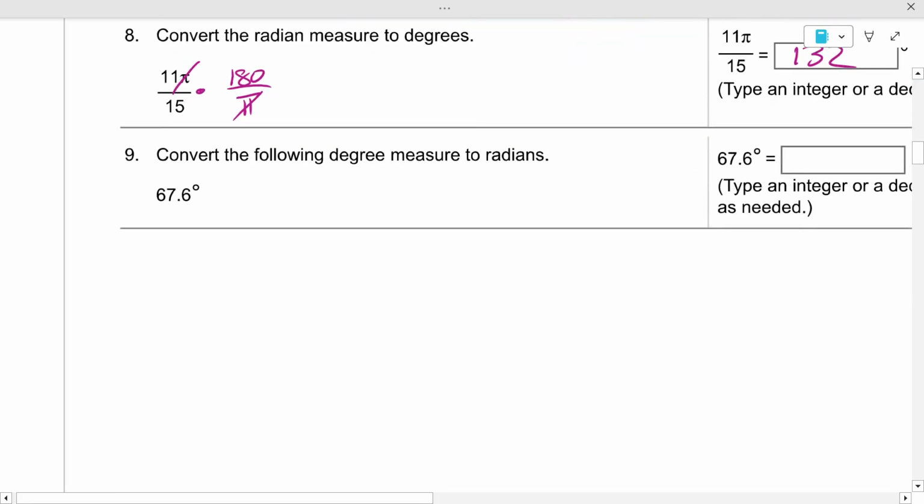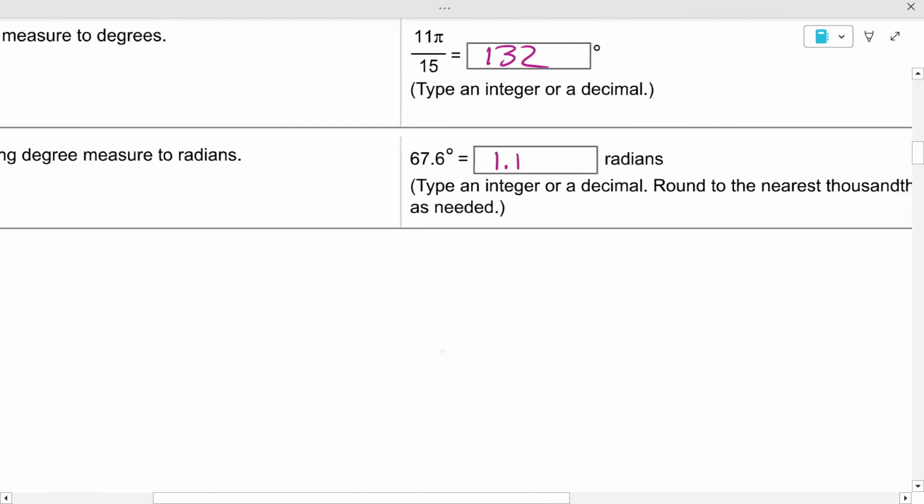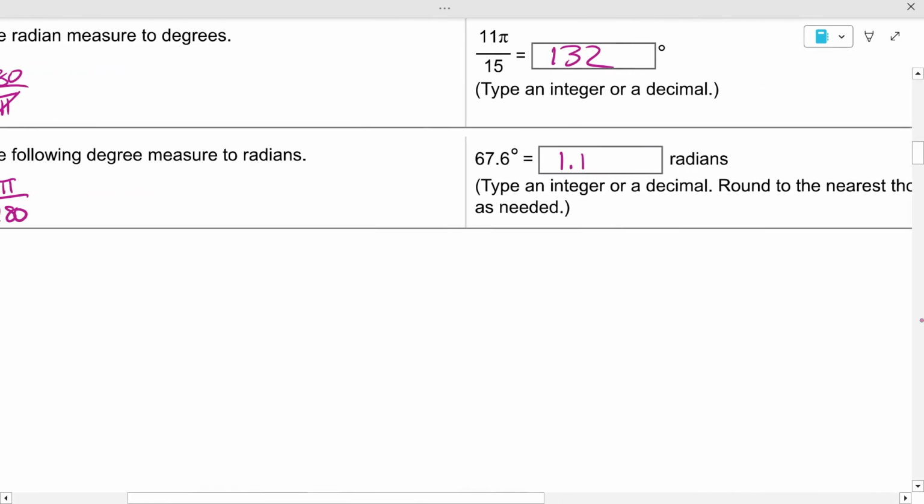All right, now we're going to go the opposite way again and go to radians, but I want it as an integer or decimal, so this is where you actually put pi into your calculator. So multiply by pi over 180. What'd you get? 1.1798. Round to the nearest thousandth.